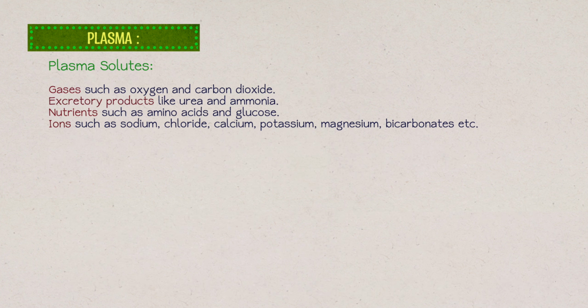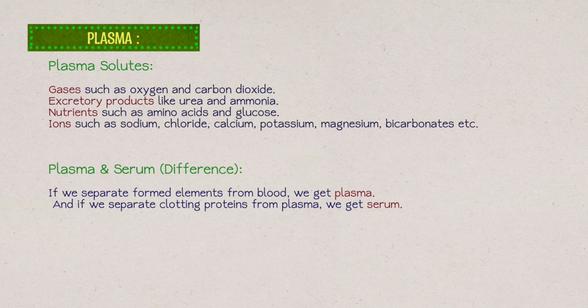The solutes that plasma contains are gases such as oxygen and carbon dioxide, excretory products like urea and ammonia, nutrients such as amino acids and glucose, and ions such as sodium, chloride, calcium, potassium, magnesium, bicarbonates, etc. Let's look into the difference between plasma and serum. If we separate formed elements from blood, we get plasma. And if we separate clotting proteins from plasma, we get serum.